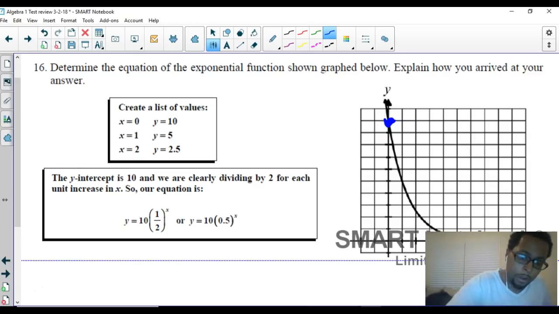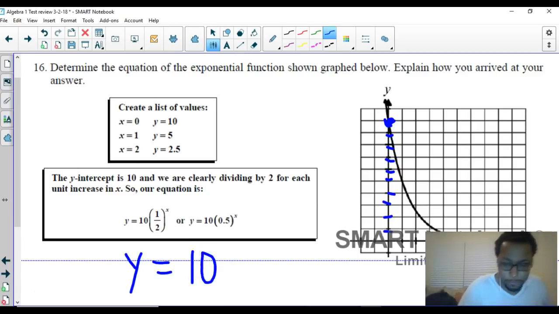Okay. So now I know that it touches y at 1, 2, 3, 4, 5, 6, 7, 8, 9, 10. So now, oh, this is 1. Sorry, I miscounted. 1, 2, 3, 4, 5, 6, 7, 8, 9. So now I know my starting amount is going to be 10. Okay. That's how I know where I start.